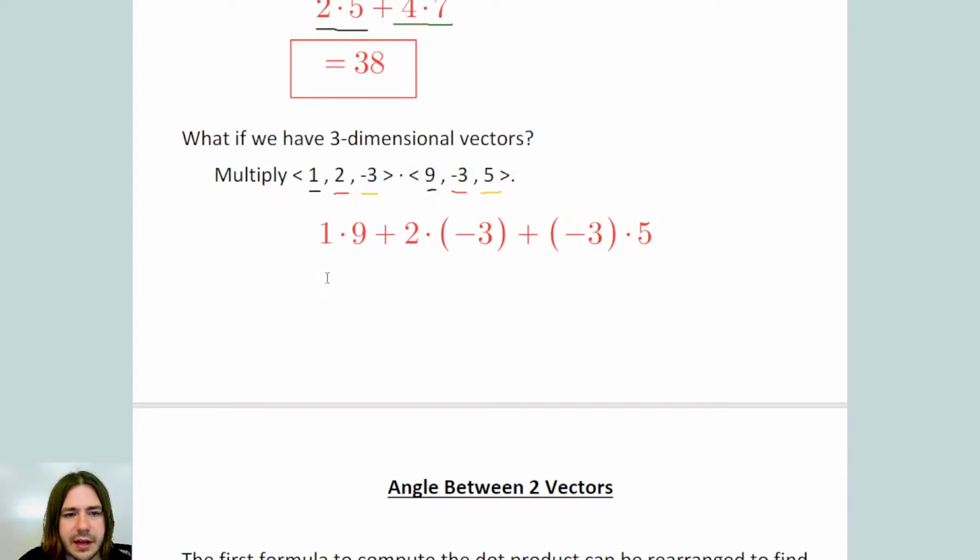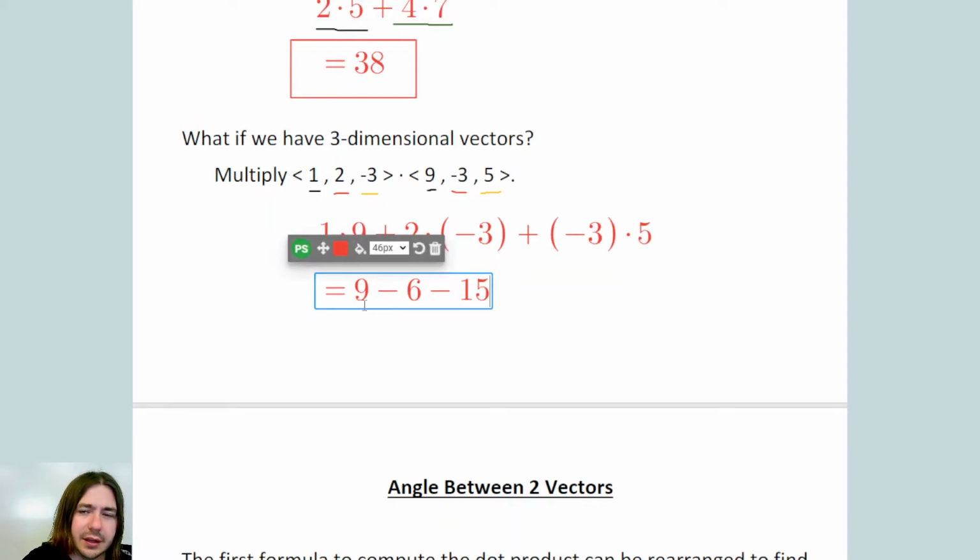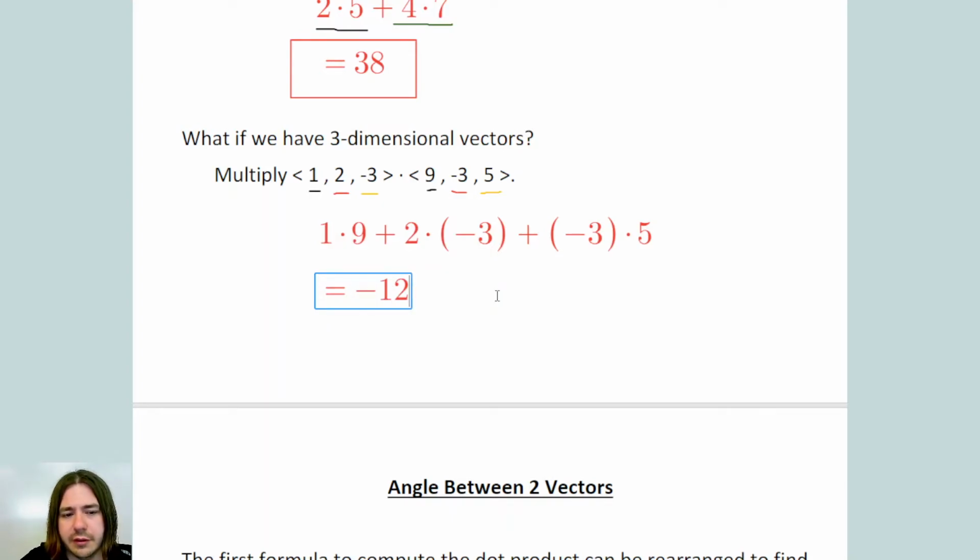So 1 times 9 is going to be 9. 2 times -3 is -6. And then -3 times 5 is -15. So we get 9 minus 6, which is 3. Minus 15 would be -12. I might just double check that just to make sure I don't have an error here.